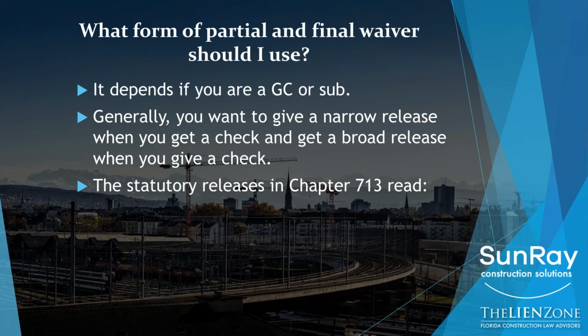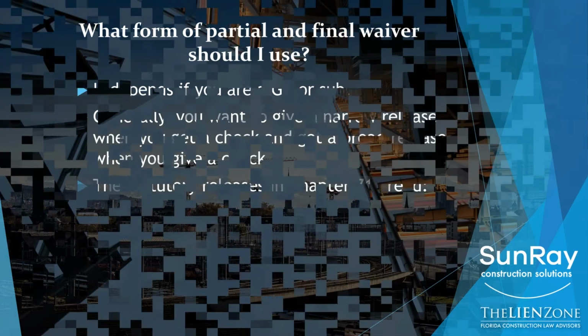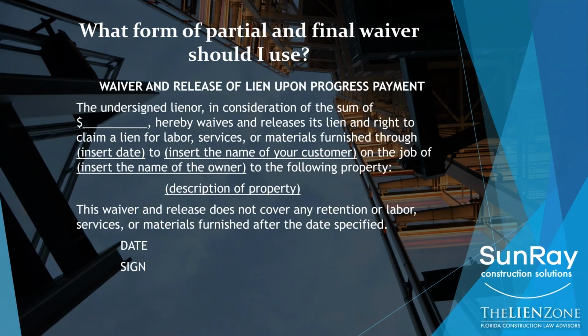So let's look at some forms of releases so you can understand the language that I'm talking about, the distinction between a narrow release and a broad release. Let's start with the basics: the statutory Chapter 713 releases. This is the lien statute, Chapter 713. So let's look at what the forms that exist in the statute say.